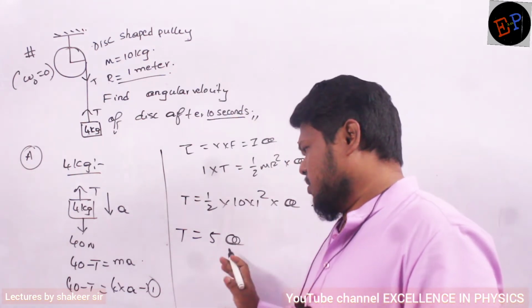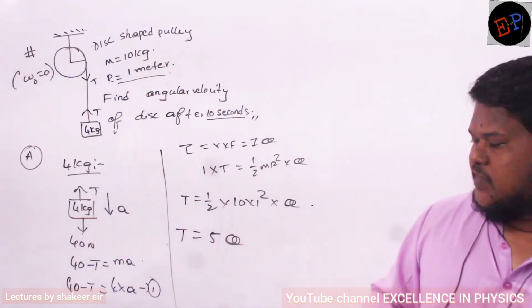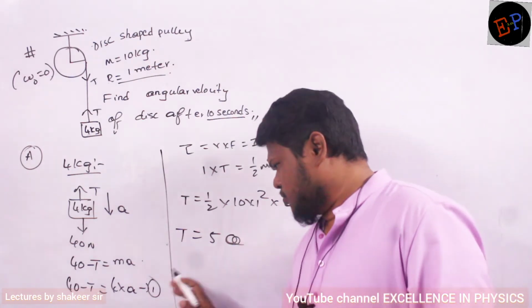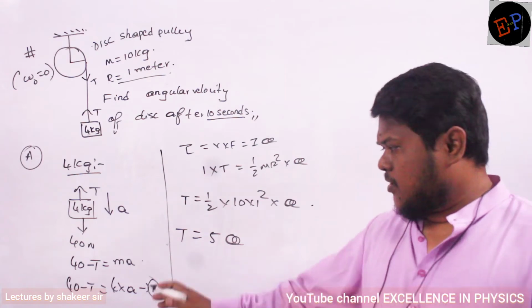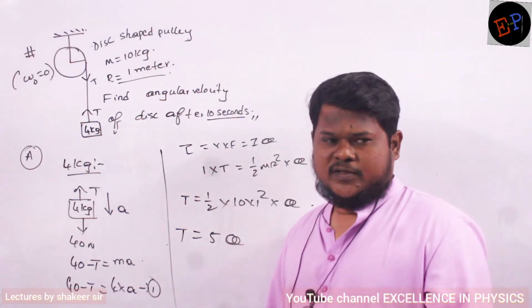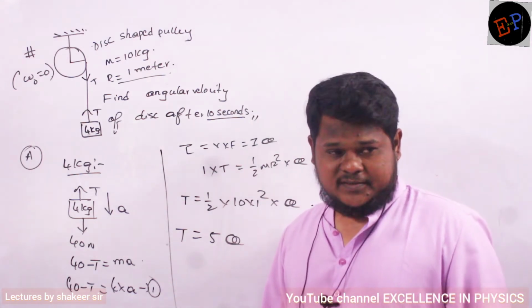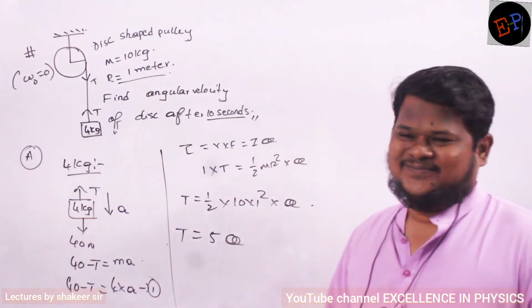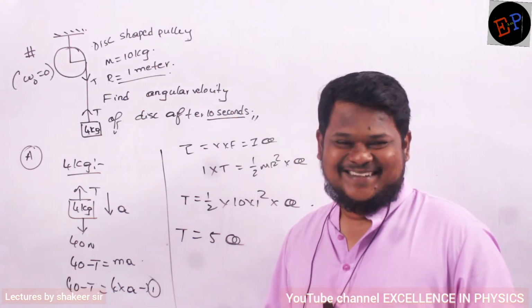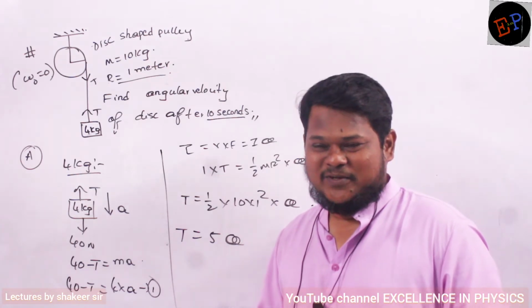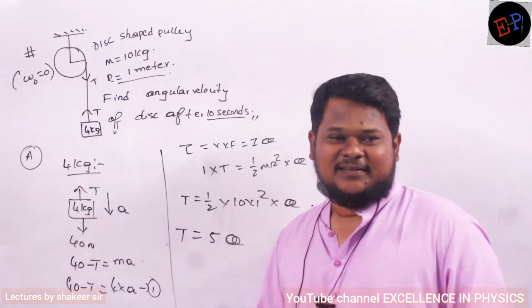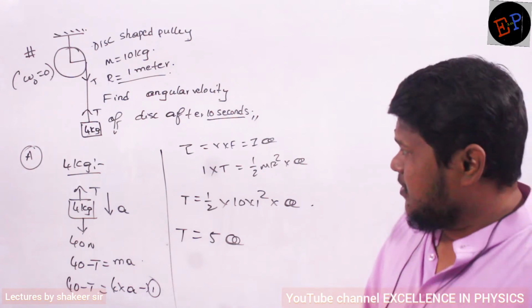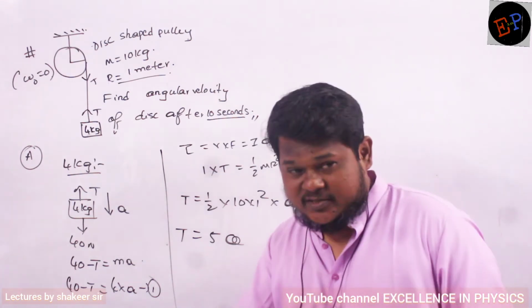Now what is A and what is alpha? See the unknown quantities: 1, 2, 3 unknown quantities. But how many equations? 2 equations. It means I require one more equation. Where will the third equation come from? Already we studied this kind of model previously. Third equation, from where can I get? Constraint motion.